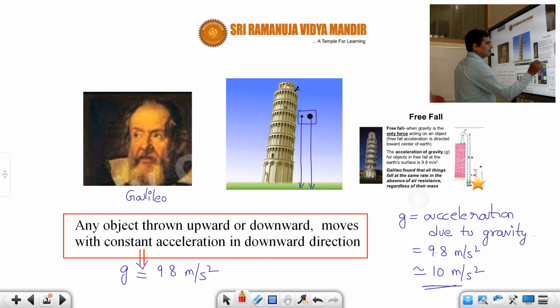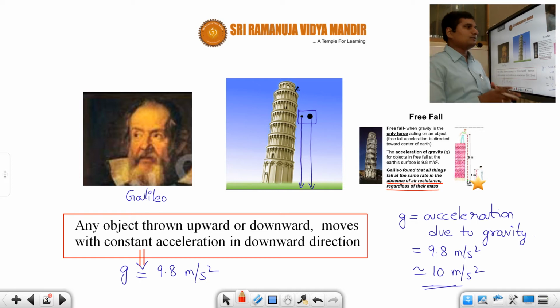If you take air resistance into consideration, then whatever results we derive or obtain in this topic are not valid. Whatever results we obtain in this topic are valid only if air resistance is absent or neglected. It is there, but we neglect it. Then whatever results we get are all valid.